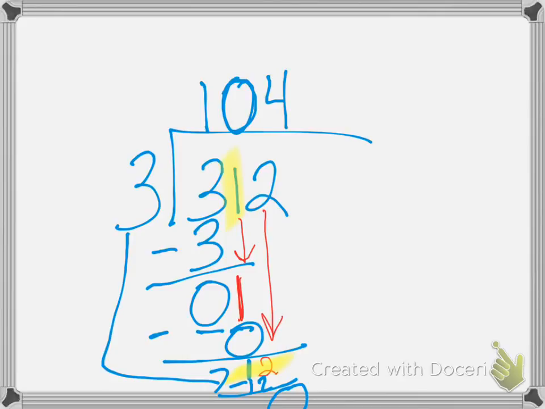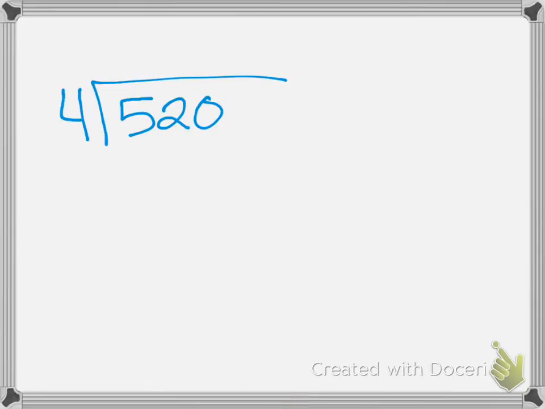So this is just an example, and we're going to try some together. So I want you to write this one in your spirals, and you are going to try it along with me. So what is the first thing we do? What is the first number we pay attention to? We pay attention to this 5. And we don't have to pay attention to both the 5 and the 2 right now. Since the 5 is bigger than the 4, we know that the 4 can go into that 5. So let's just pay attention to this 5. So how many times does the 4 go into the 5? Only once. 1 times 4 and subtract.